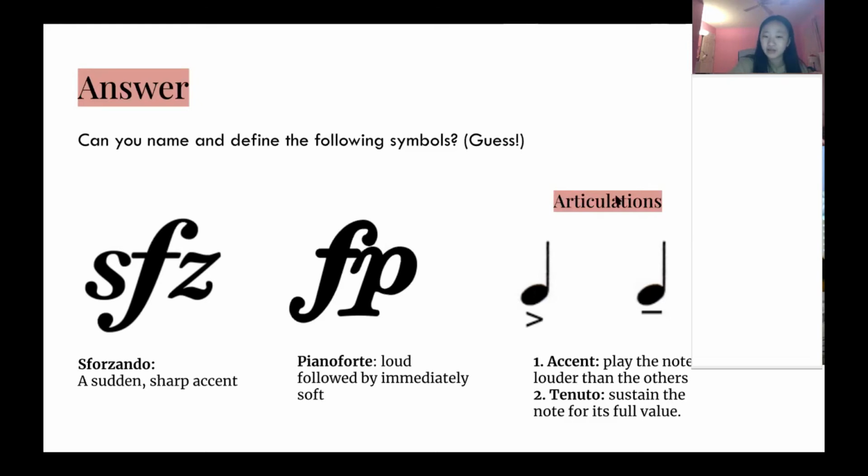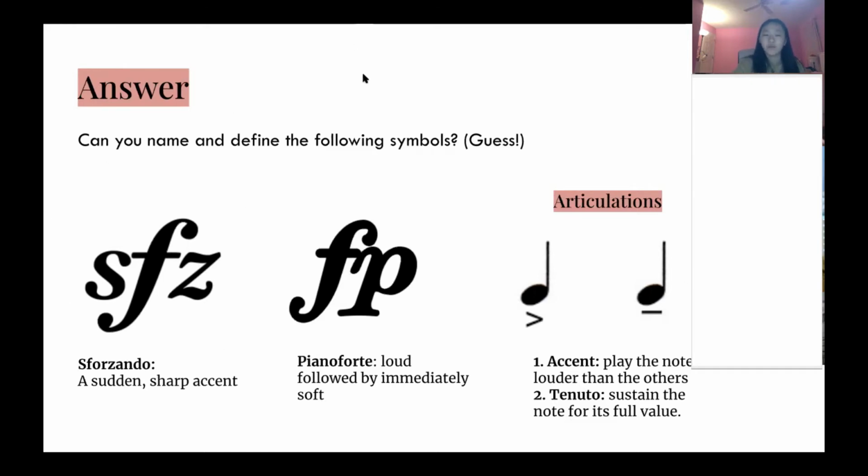Okay, and then the next two aren't really dynamics, but we might as well put them here because, learning. The first one of these is an accent, which you should all know. When you see this on a note, it just means you play that note louder than the others. And then this one is a tenuto, which means that you sustain the note for its full value, but sometimes it can also mean that you put a slight accent on it as well. So do all these four symbols make sense?